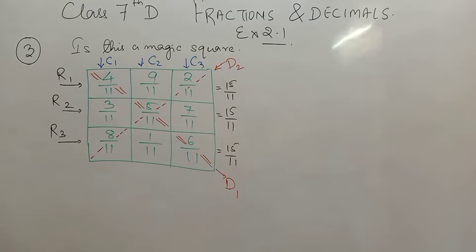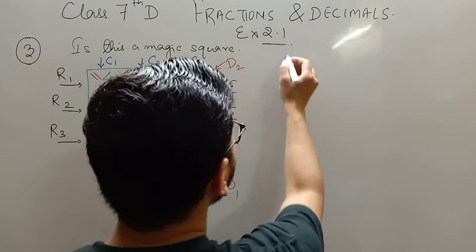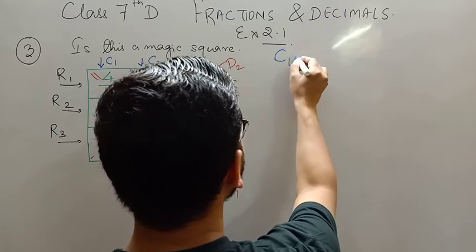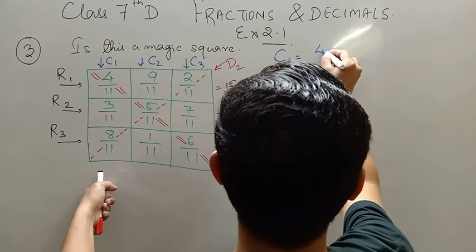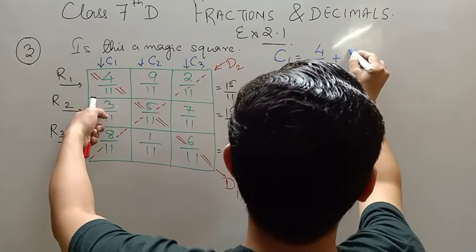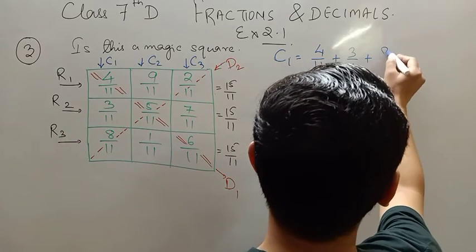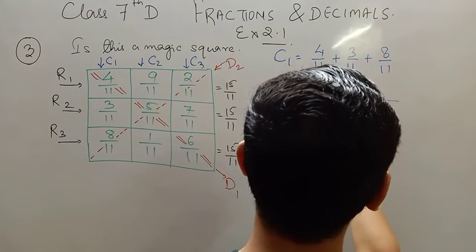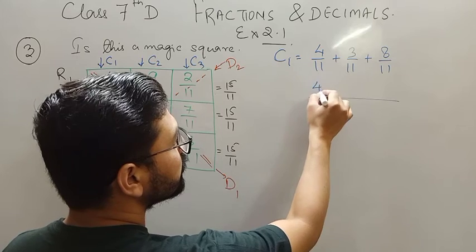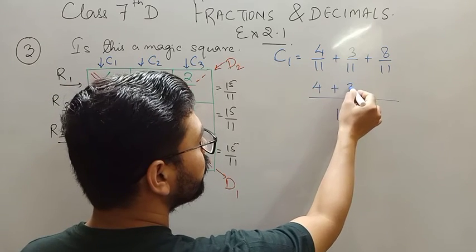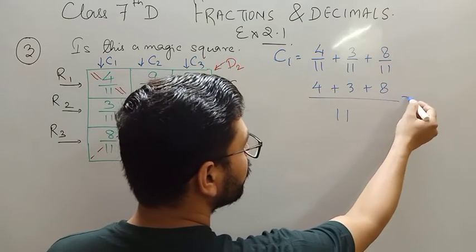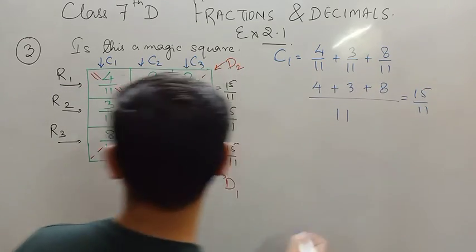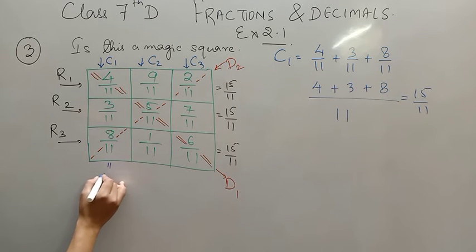Now we need to check for C1, C2 and C3. So for C1, I just need to take these three vertical elements, 4 upon 11 plus 3 upon 11 plus 8 upon 11. The LCM is 11. 11 ones are 11 into 4, 11 ones are 11 into 3, 11 ones are 11 into 8. 4 plus 8, 12 plus 3, 15 divided by 11. So here also the result is equal to 15 by 11.